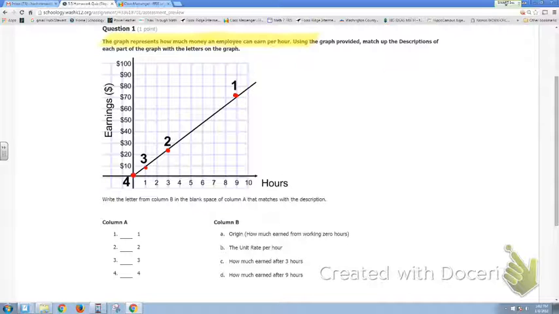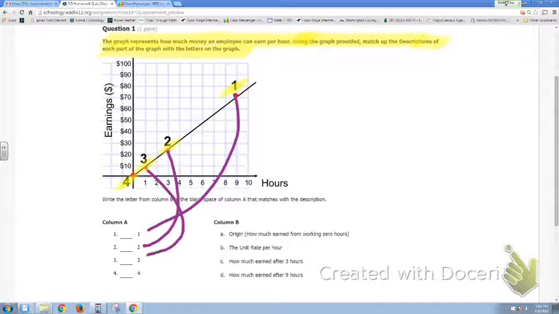Money per hour. Using the graph provided, match up the descriptions of each part of the graph with the letters on the graph. So we're not really asking you for mathematical calculations on this one. In other words, a calculator is not going to do this for you. We've got each point labeled with a red dot, and that corresponds to the number here, right? And finally there. So the question is, do you understand what you're looking at here?